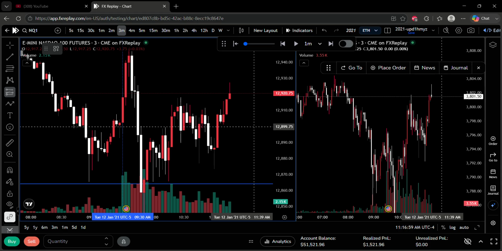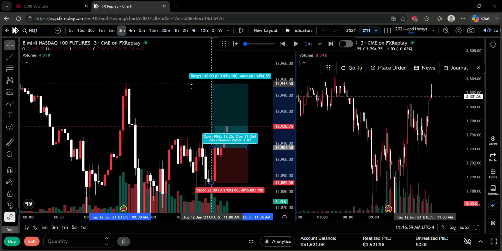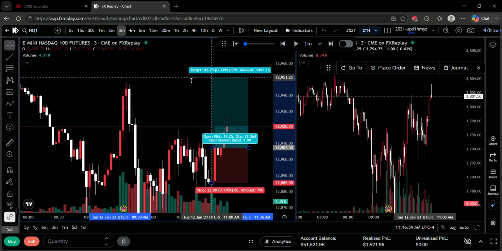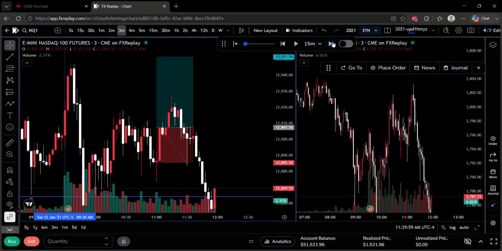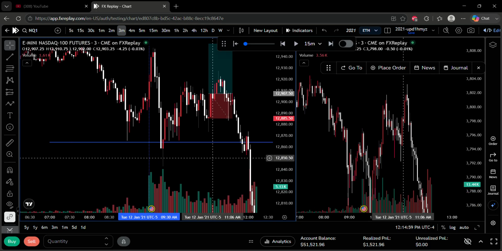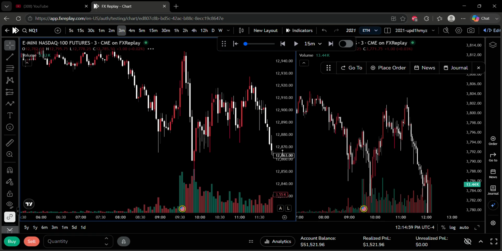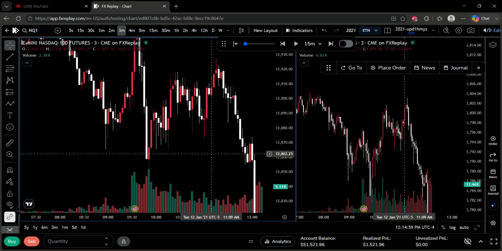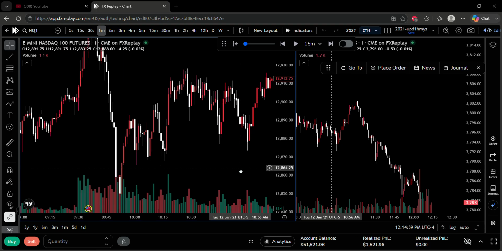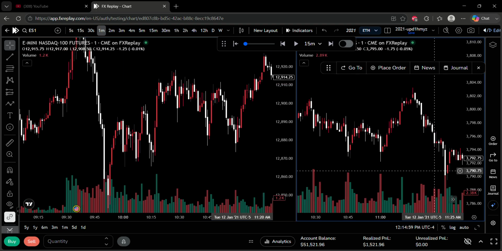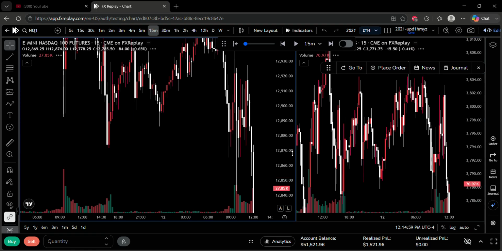Let's see if that actually plays out. Speed it up real fast. It does not. Yeah, it's unfortunate. And this 1 minute, really nice. All that low resistance. It's all good.